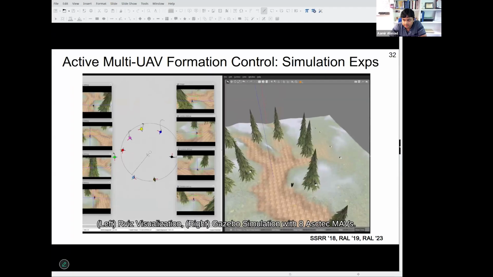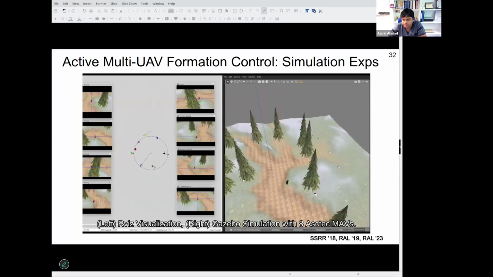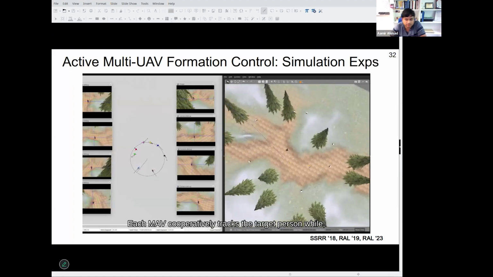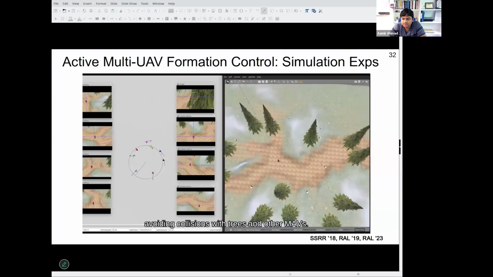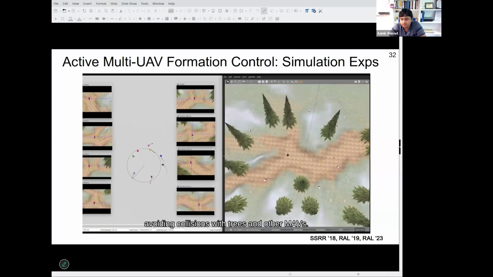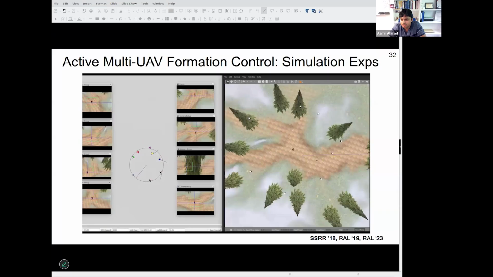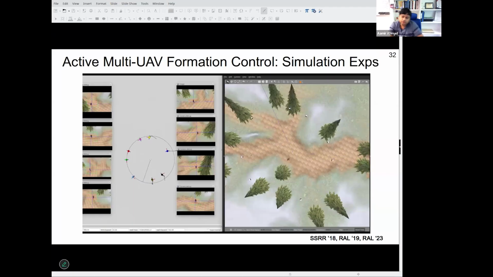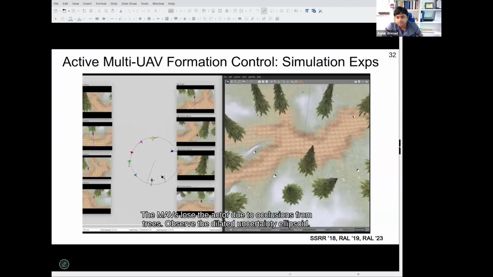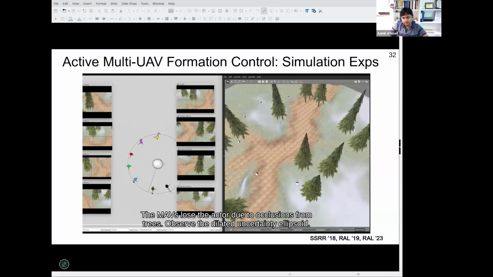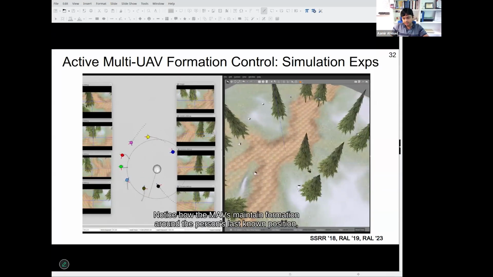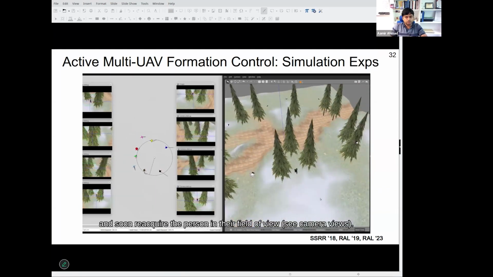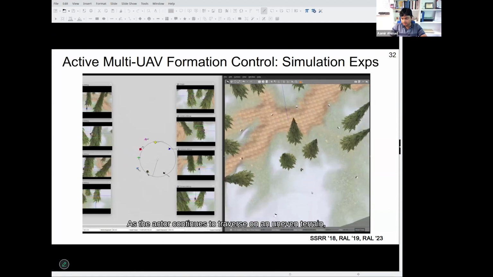Let's see what the results are. In a simulation environment, we see some interesting results in the same Gazebo environment, but as opposed to last time, we now introduce some trees, which are known obstacles in the environment that the drones have to avoid. What you see in the middle on the left side are the MPC predicted trajectories that the drones decide to follow, trying to maintain this formation to optimally track the target, which is moving on the ground.